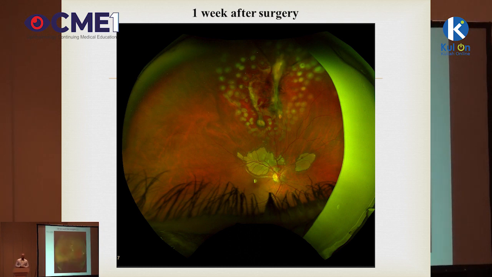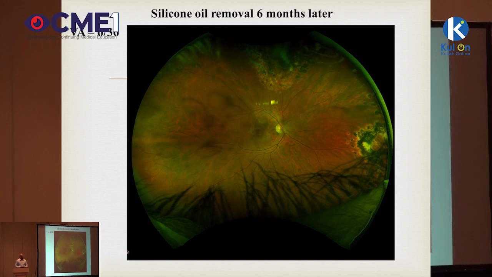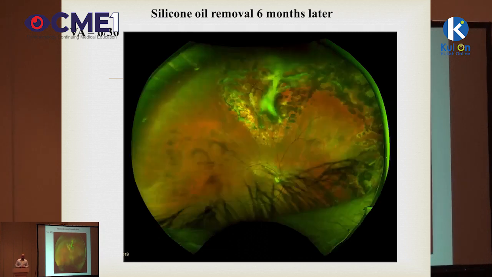So I usually leave the oil in the eye for 6 months, and then I remove the oil. And this patient, after removing the oil, their vision has gone to 6/36. You can see a lot of the submacular blood has resolved. It's been absorbed by the body, and it's nicely scarred, and the retina has nicely reattached. And that's what it looks like. And they're developing an early cataract. That's what this black stuff is that you're seeing on the retina.